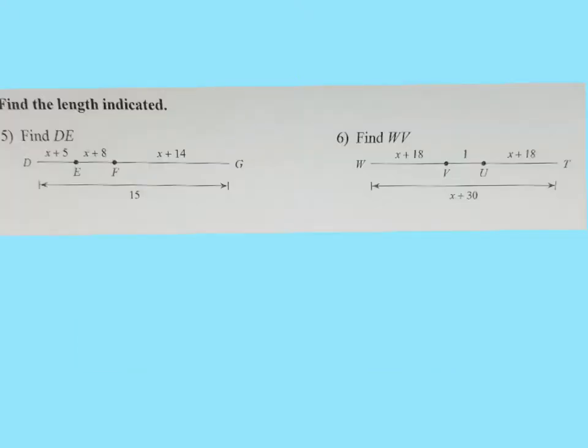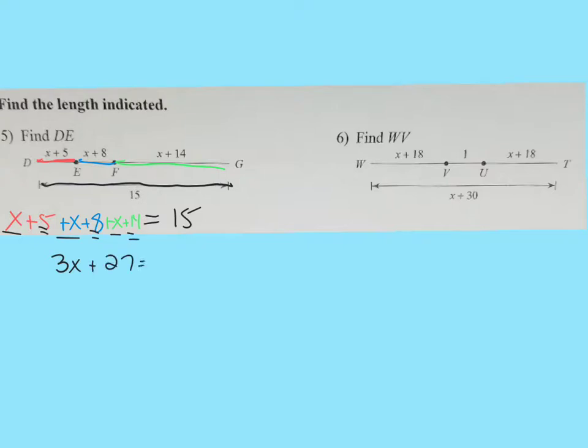Alright, so number 5, find DE. Remember, the first thing I always like to do, guys, is find the biggest length. So 15 is the entire piece. Now the red piece would be DE. That's going to be x plus 5. The blue piece is going to be x plus 8. And the green piece is x plus 14. So red plus blue plus green is going to give me my length of the entire thing. I add my x's together, I get 3x. I add my numbers together, 5 and 8 is 13, and 14 is 27, equals 15.